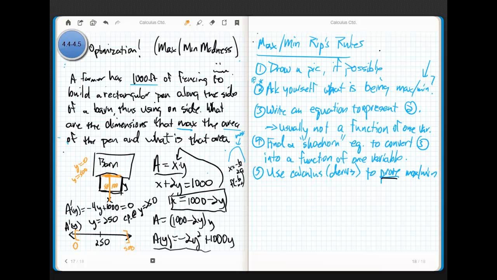Now, the name of the diagram is A primed y. Let's plug values into the derivative, right? If I stick 100 into here, what do I get? I get a positive. If I stick 400 into here, what do I get? I get a negative. So guess what? I know that the shape of this curve right here is going to be up, level, down. I have a max.